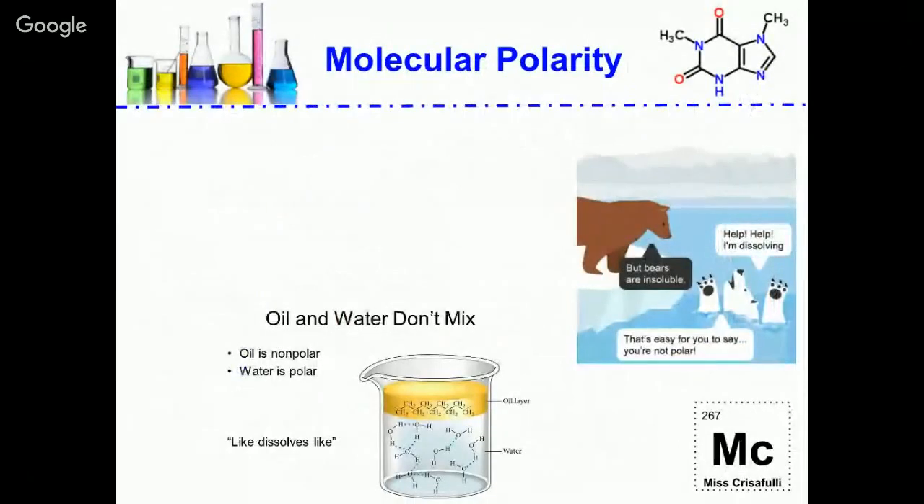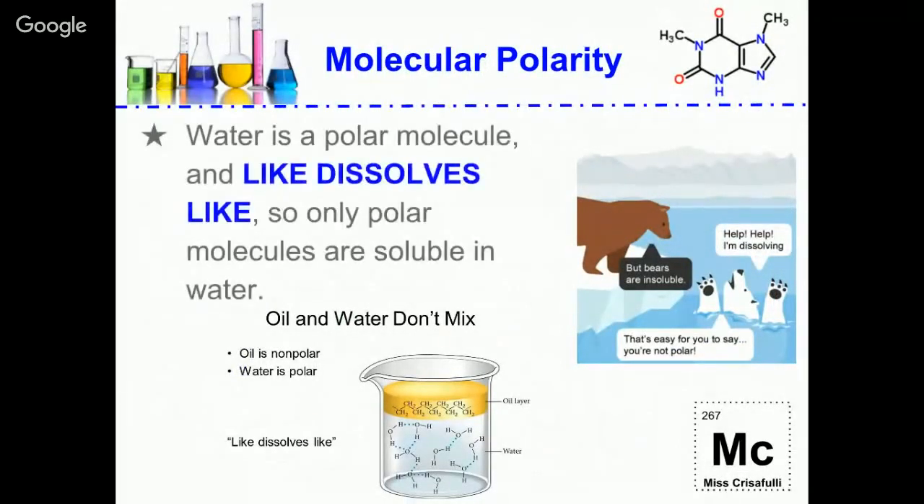Now let's talk about molecular polarity. When we talk about water, we talk about water being a polar molecule. So like dissolves like. So polar molecules are going to be soluble in water. This is why we can explain that oil and water don't mix. Oil is a very large nonpolar molecule. You can see in the picture on the bottom, it's the top layer, and you can see it's a bunch of just carbon chains. And water has no carbon in it, and it is polar. So these two things will separate because they're not alike. They're not the same polarity.